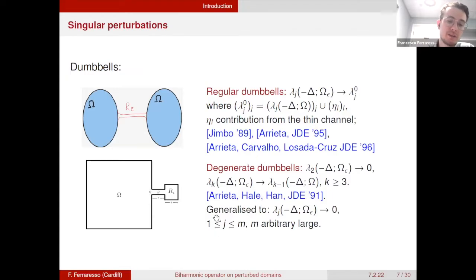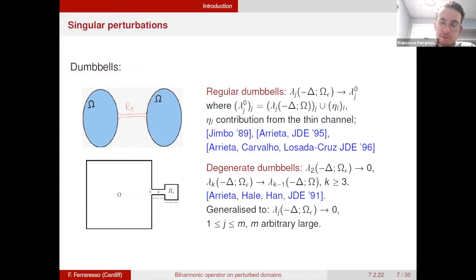Of course, it is quite easy to generalize this example to domains where you attach M thin handles, or better, M thin mushrooms. And then what happens is that the first eigenvalue is always zero here. So what is interesting is that from the second eigenvalue to the M-th eigenvalue, they will all go to zero.